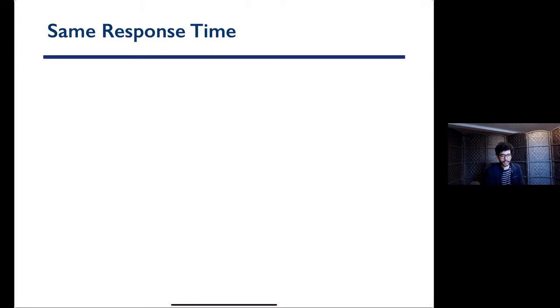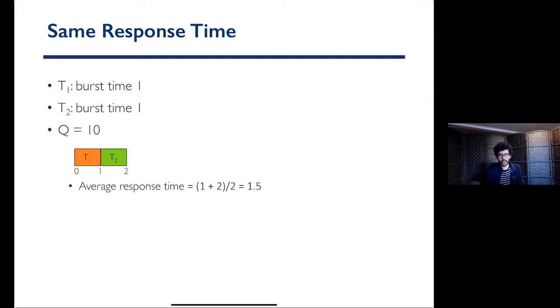Now let's look at another example. Let's say I have 2 tasks with CPU bursts of 1. Let's say time quantum is 10. It doesn't matter that the time quantum is 10, because T1 only has 1 unit of execution time. So it's going to run and finish, and then I'm going to go to T2, and the average response time is going to be 1.5.